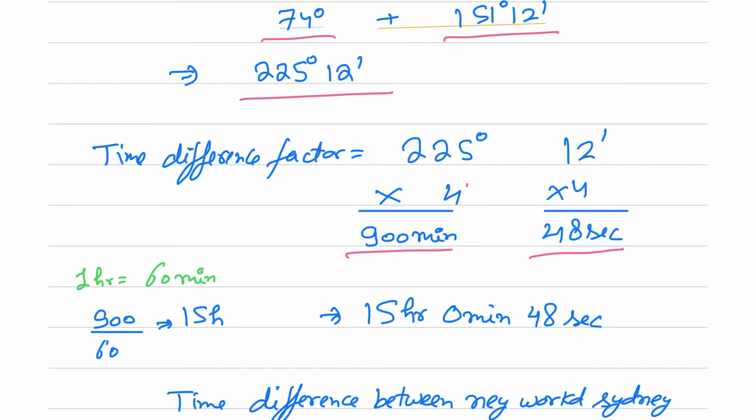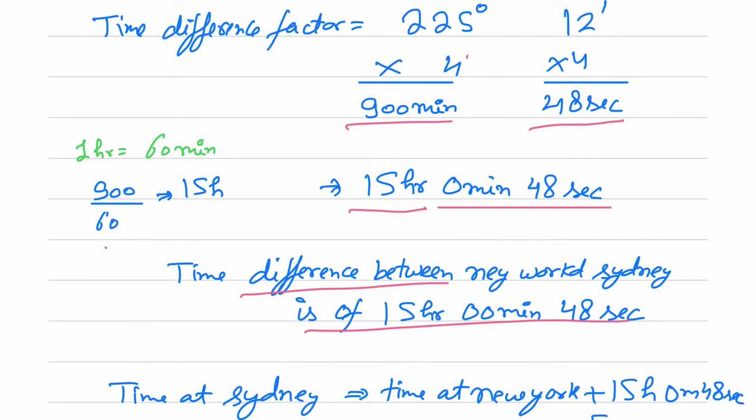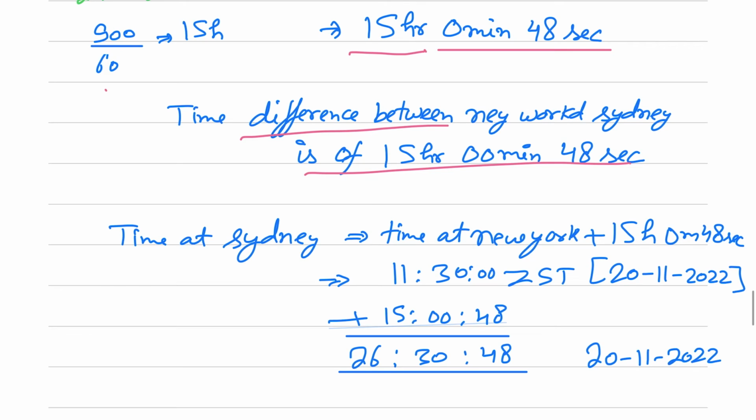So 900 minutes can be written as 15 hours because 900 divided by 60 is equal to 15 hours, 0 minutes and 48 seconds. So this shows the time difference between New York and Sydney. The difference will be 15 hours and 48 seconds. So this is the difference. So the time at Sydney will be the time at New York plus this difference.